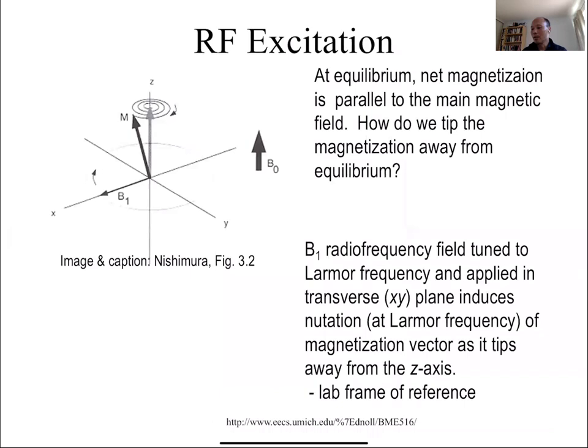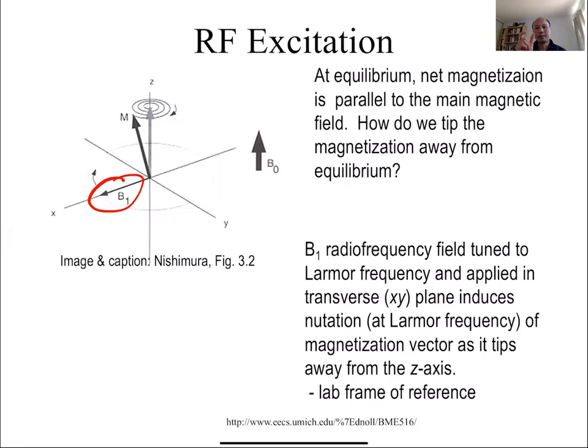So the way we do that is we apply this B1 field, okay? And the idea is, we know that spins precess around a magnetic field. So if I had a spin here, and I applied a little field here, and that's the only field there was, this spin would precess around this field. So I could get it to flip down, okay? And the idea is that this is a very tiny field that I'm using.